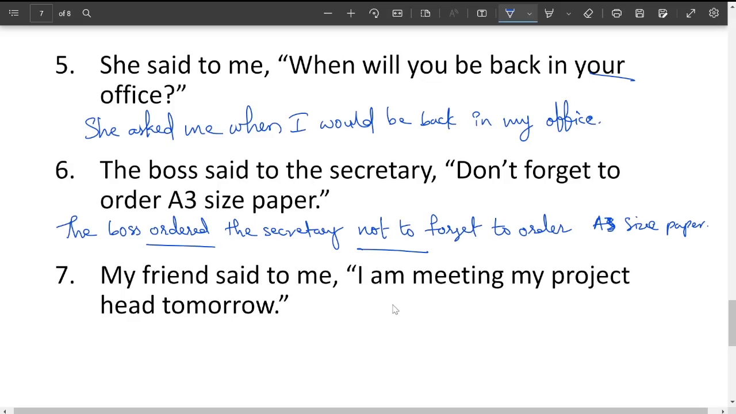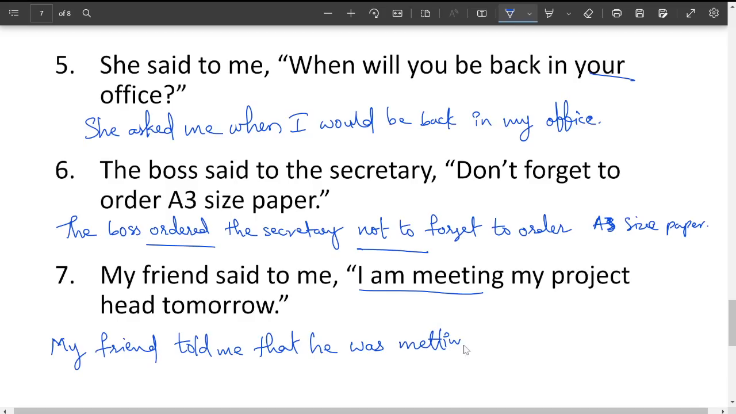Okay. Next one. My friend said to me, I am meeting my project head tomorrow. Now, look at this. My friend told me that. Why told me that here? Because said to is given, a speaker-listener case. Told me that I am changes to he or she. I am meeting is present continuous, changes to past continuous. Past continuous is he was meeting. My project head changes to his project head. Tomorrow changes to the next day. Right?